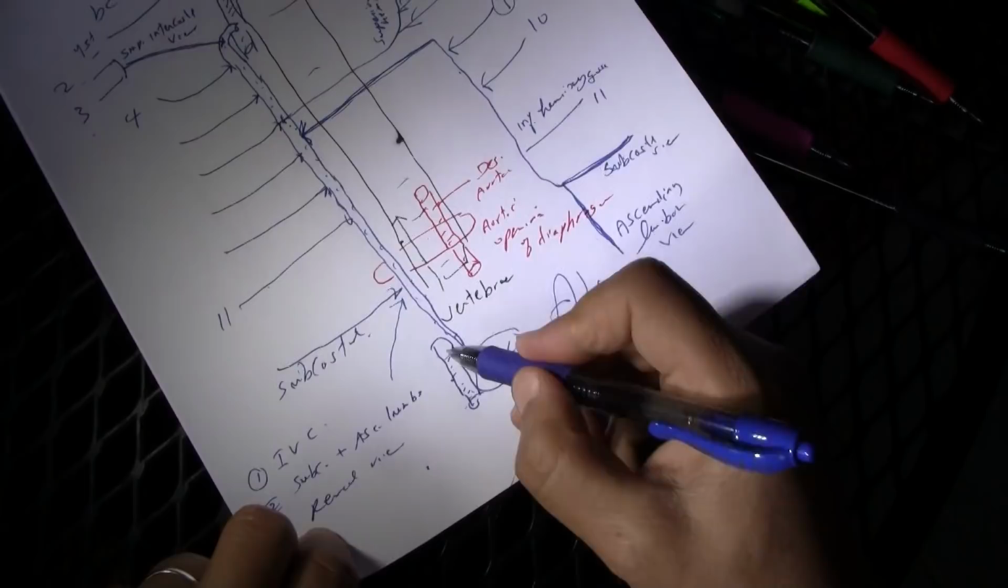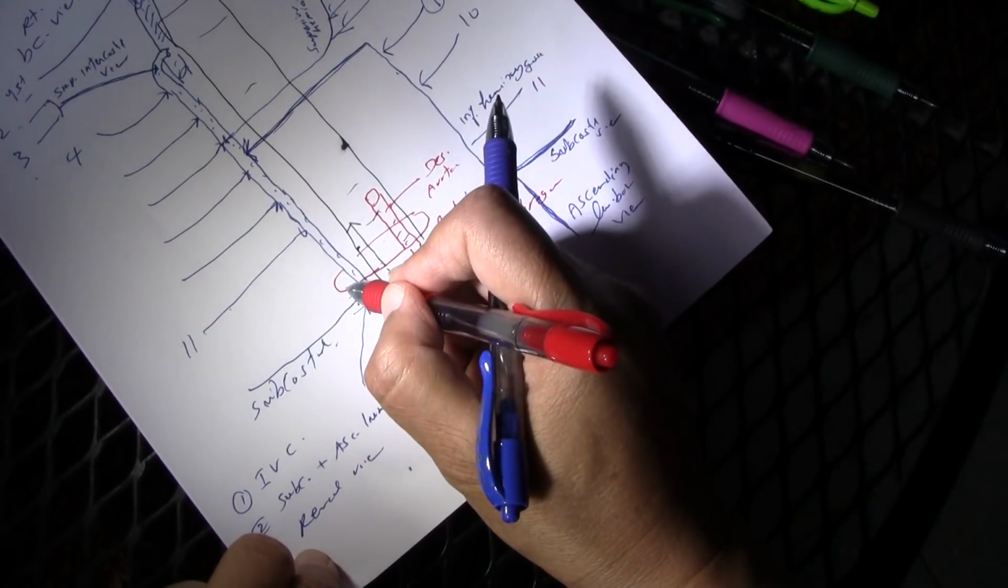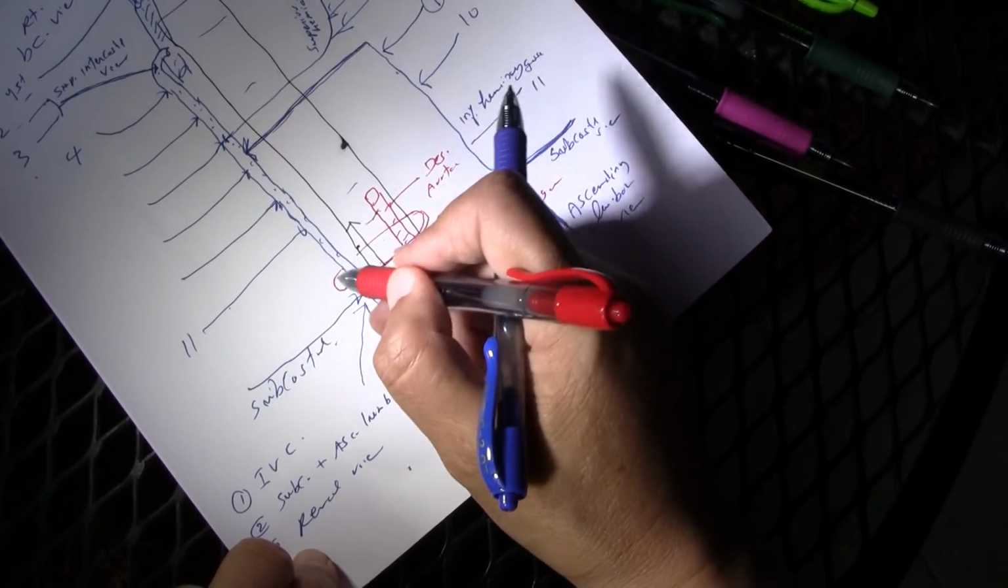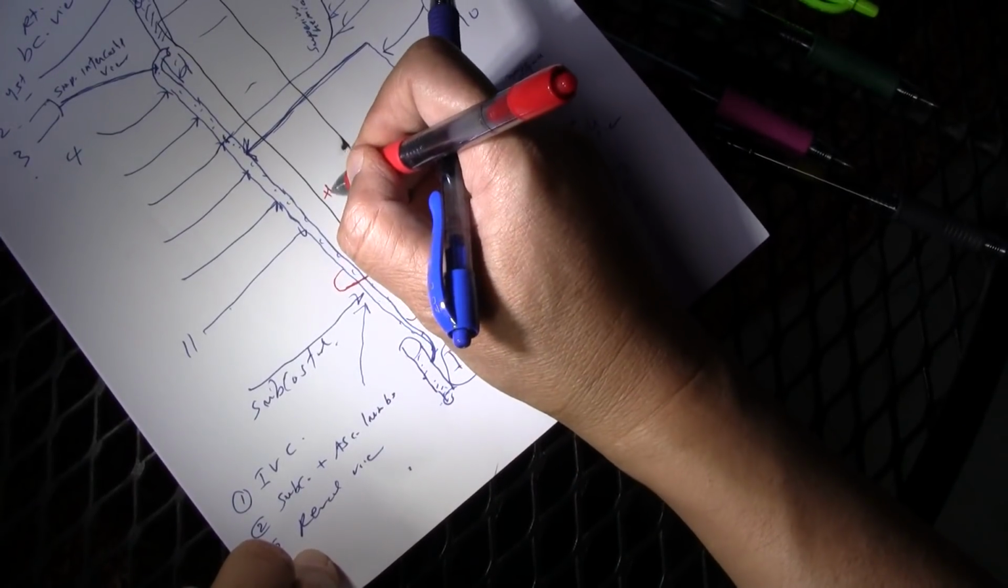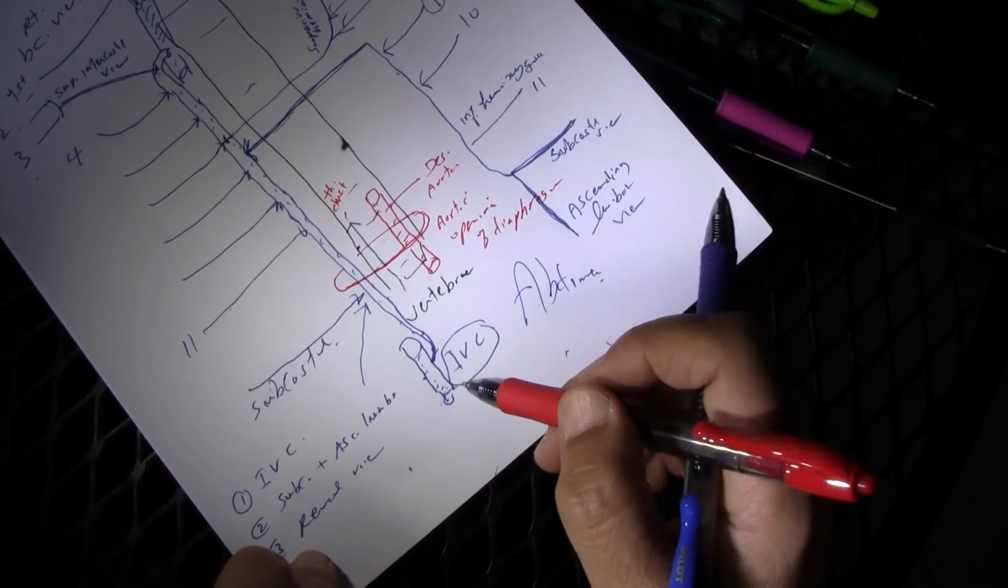How does azygos vein enter thoracic cavity? Through this foramen in the diaphragm, called aortic foramen. What are the structures traveling with it? Thoracic duct and descending aorta. Thoracic duct and descending aorta. Okay?